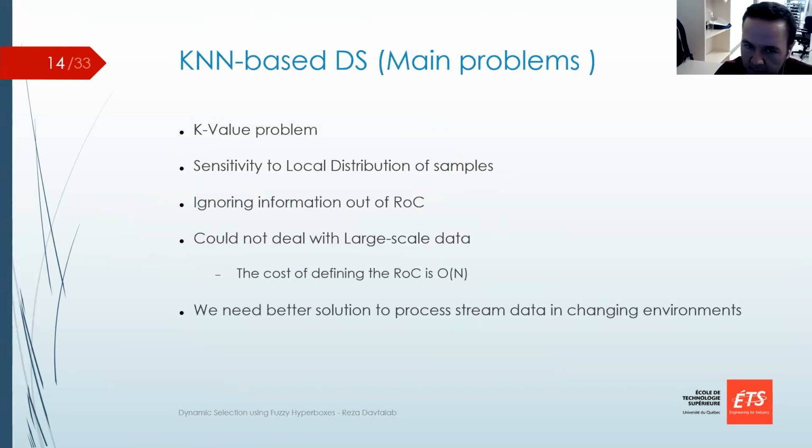In addition to these three problems, which we discussed, KNN-based approach suffers from high computational complexity. In this algorithm, we have to measure the distance between the given query sample and all other samples in the validation dataset. So it's not possible to use this approach in large-scale data within acceptable time. Furthermore, current dynamic selection methods are not capable of learning incrementally, so they couldn't deal with changing environments and processing stream data.